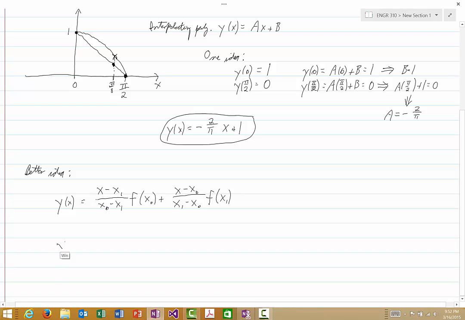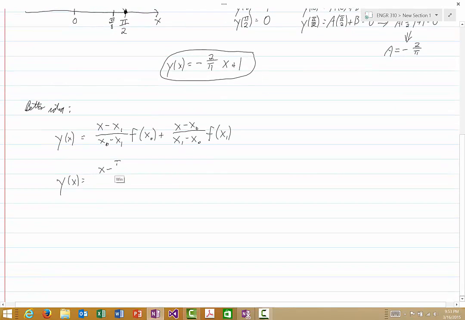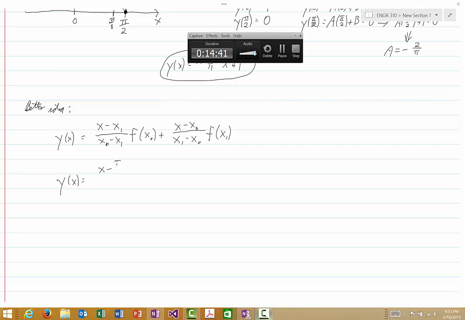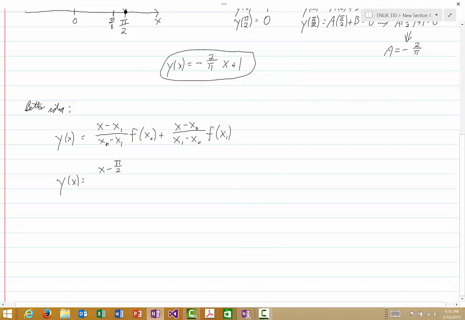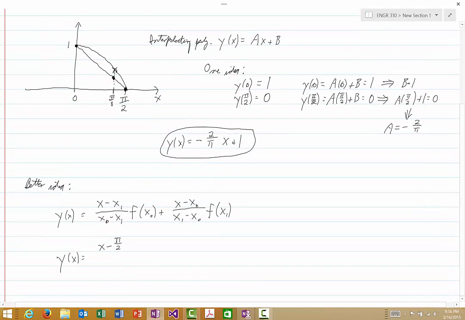So we get y of x is equal to x, and x1 here is the right-hand side, so x minus pi over 2. Okay, so as I said, we don't have to solve for the coefficients here. We just plug in the values that we have. So x1 is the x on the right hand side, and x0 is the x on the left hand side.